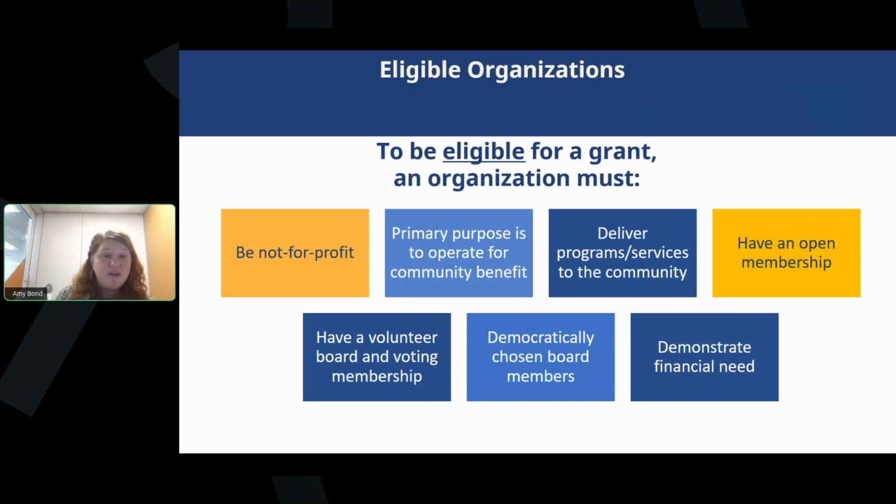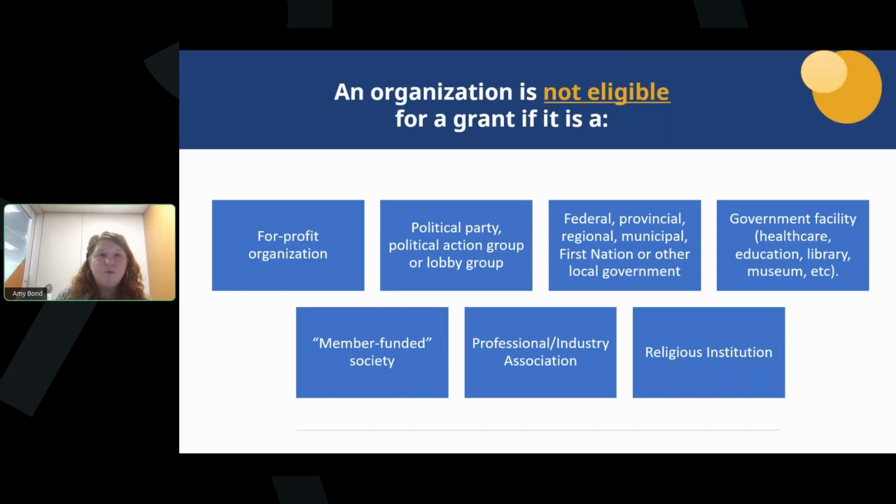Other eligibility criteria, you must have a volunteer board, so they're not paid for their role on the board of directors, and they have a voting membership that elects that board of directors. So we're looking for evidence of a democratic election of some type, and you must demonstrate financial need. We'll get into the financial criteria a bit later.